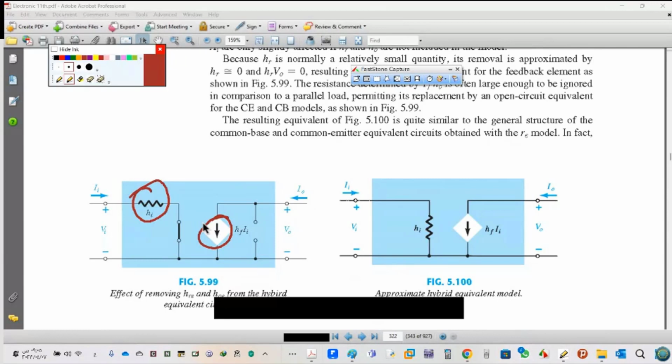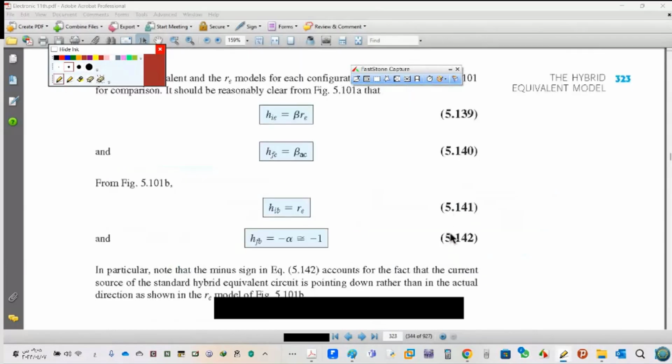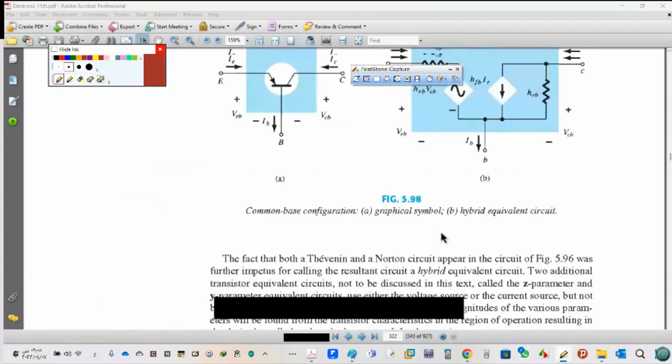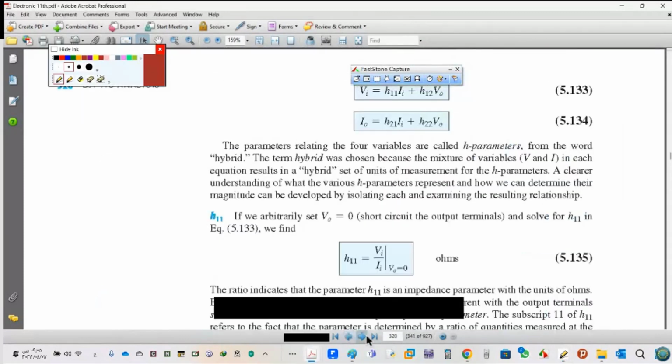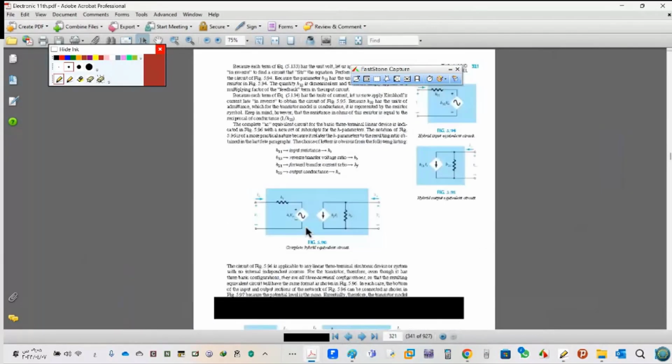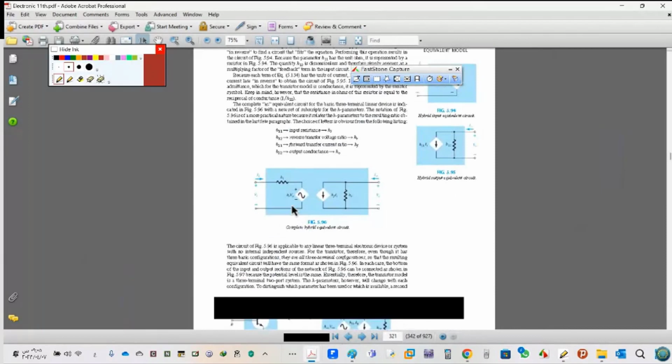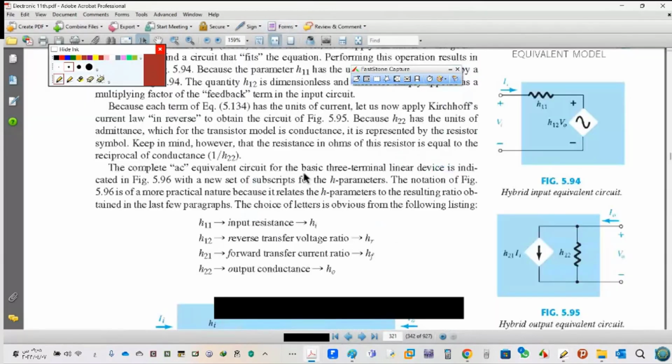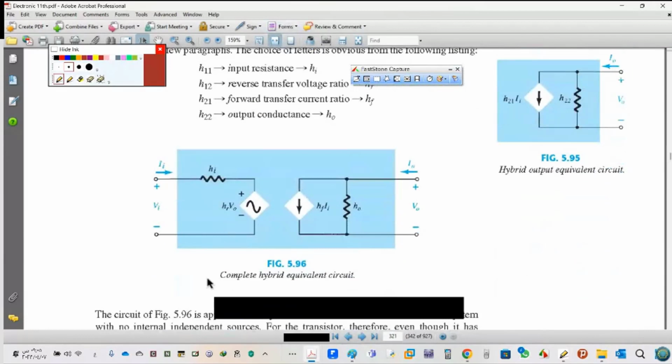So this is the approximate hybrid model. This is the full view. This model is the full view. This is the full model. If I ask you what is the full model, this is the full model or complete model. But usually we will cancel this short circuit and open this. So we will just focus on this and this.